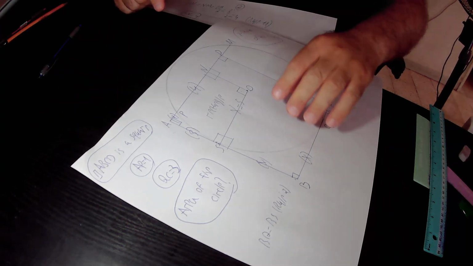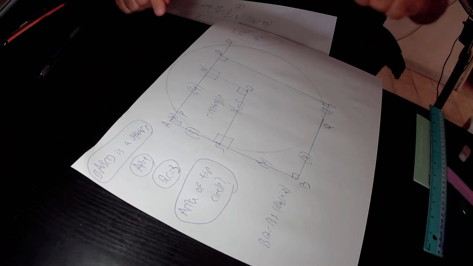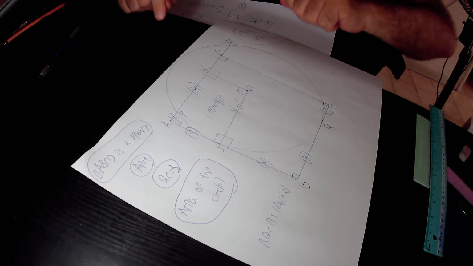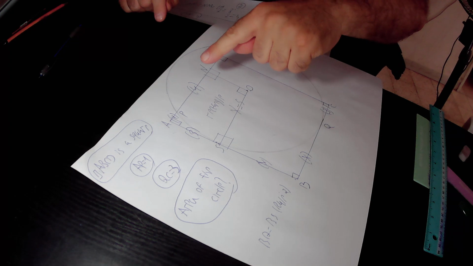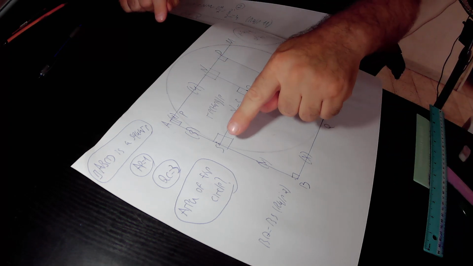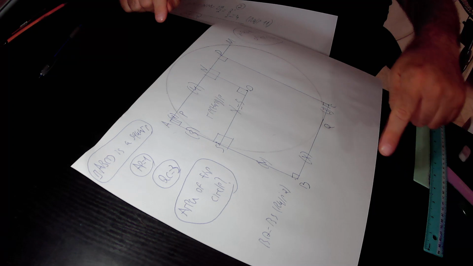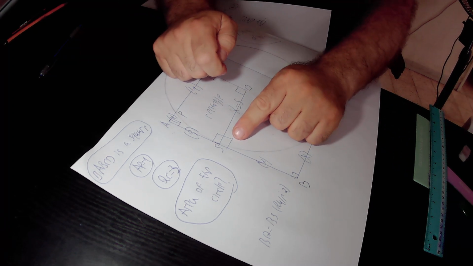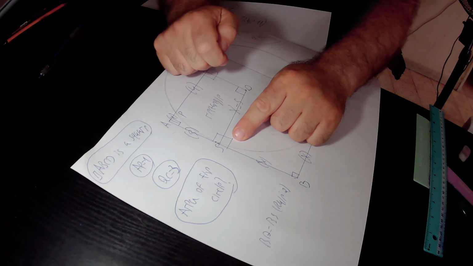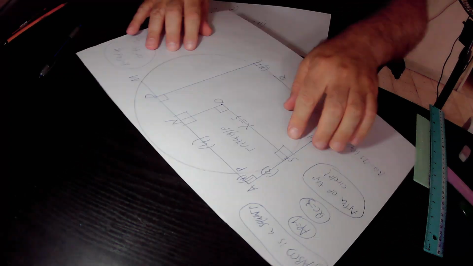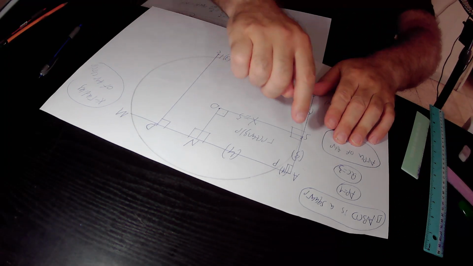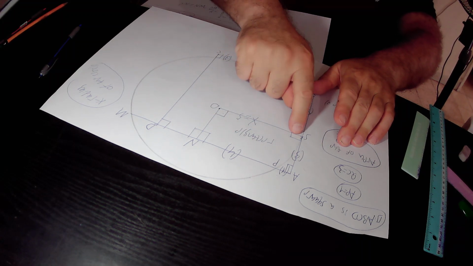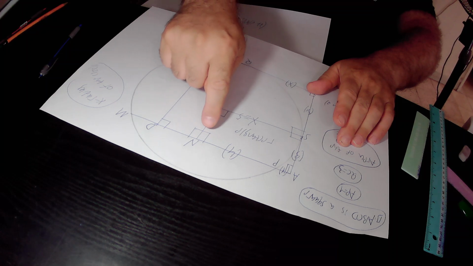Here we have the radius OS drawn to point S, the point of tangency of tangent AB with this circle. Whenever a radius is drawn to the point of tangency, the tangent AB is perpendicular to the radius SO. If AB is perpendicular to SO, this angle equals 90 degrees, and this angle also equals 90 degrees according to rule 1. So inside quadrilateral ANOS, we have 3 right angles.